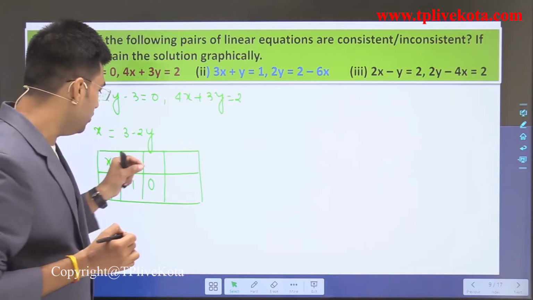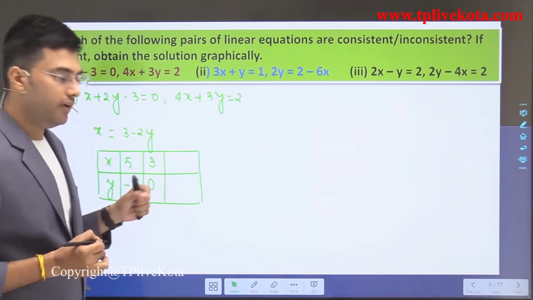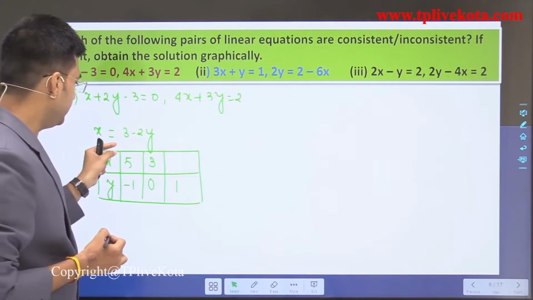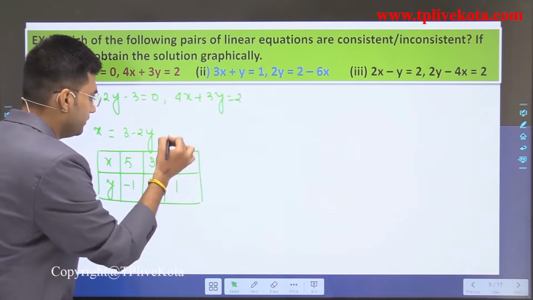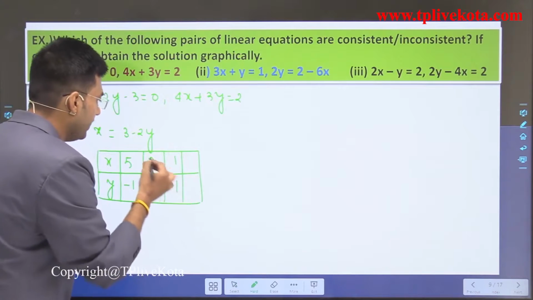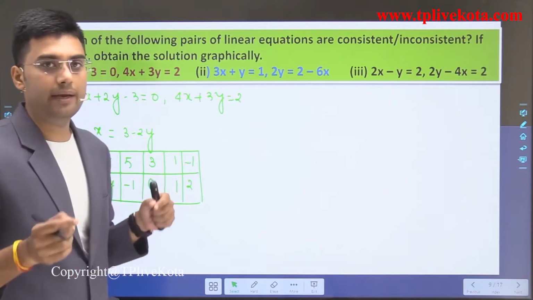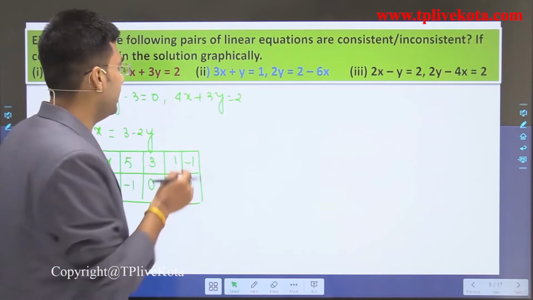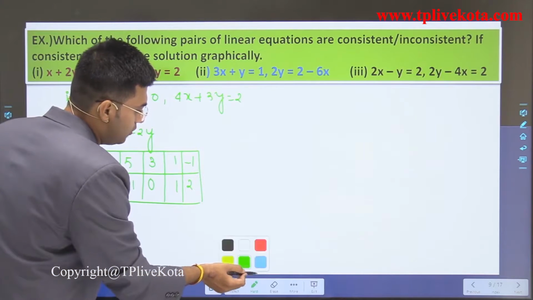When we put the value of y as 0, then x is equal to 3. When we put y is equal to 1, then it is equal to 3 minus 2, which is 1. Now, when we put y equal to 2, then x is equal to what? x is equal to minus 1. Clear? Now, come to the second equation, and the second equation is 4x plus 3y is equal to 2.